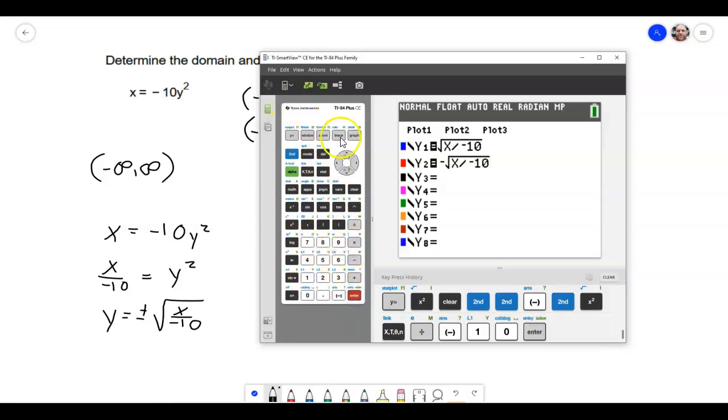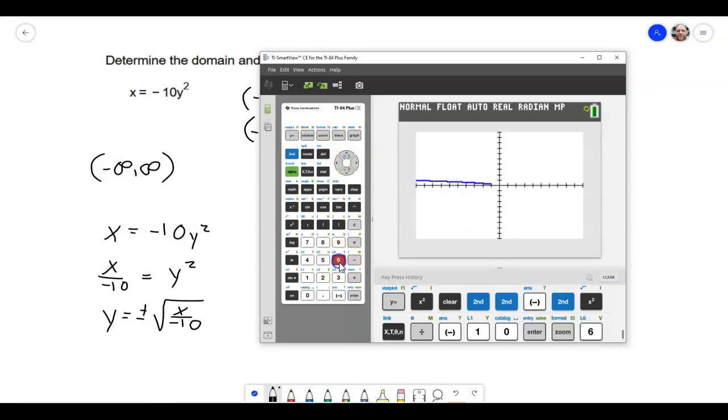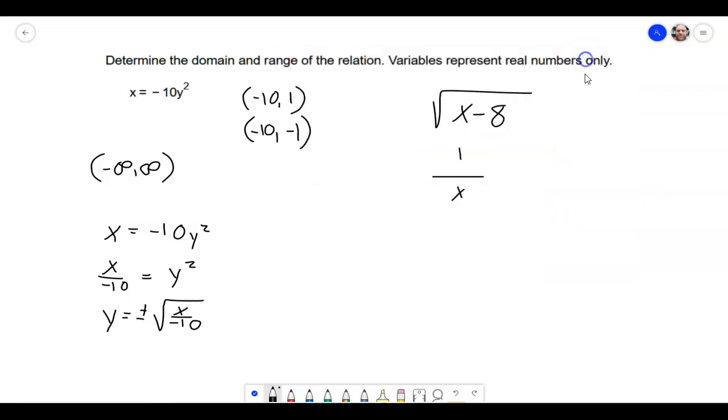And let's go ahead and see what that looks like here. So I'm going to start with the zoom standard here. And it looks like it is a left opening parabola. Notice that that fails the vertical line test horribly, so we can also see it graphically, but yes, that is done.